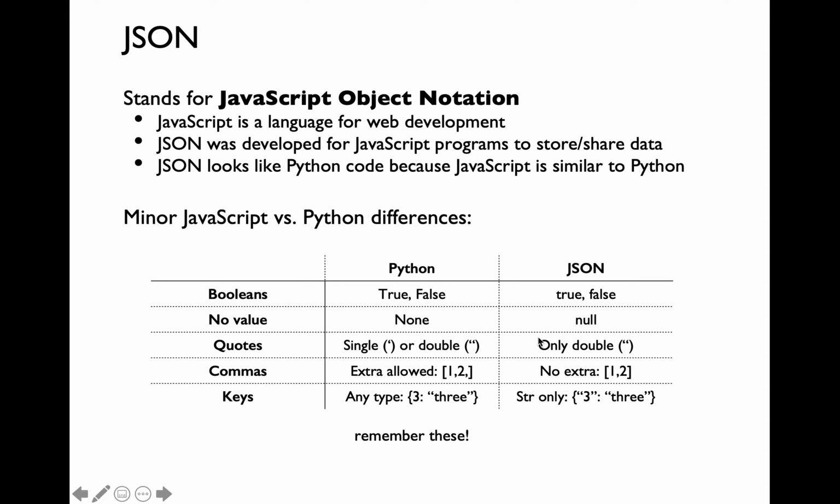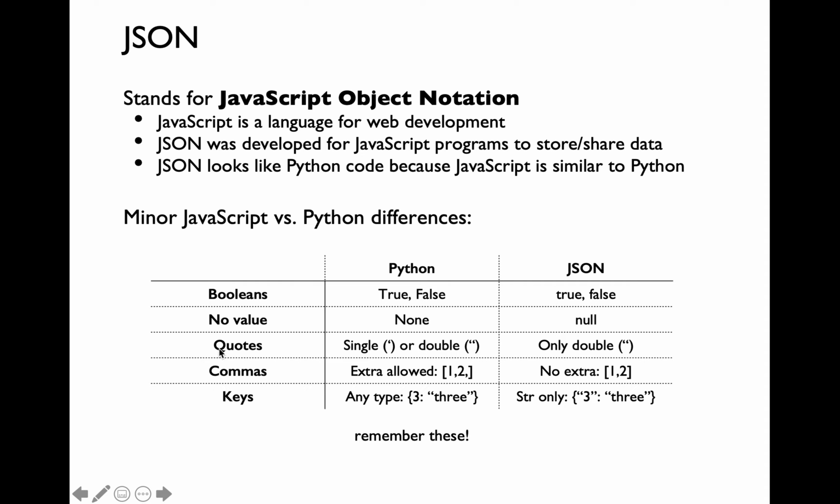For Boolean values, in Python we use True and False with capital T and capital F. In JSON and in JavaScript, we are going to use small case letters for t and f when it comes to Boolean values. Let's talk about no values. Majority of the programming languages have null to represent no values. Python is very different when it comes to that, where we use None to represent no values. When it comes to string quotations, Python supports both single and double quotations. JSON and JavaScript only support double quotations.